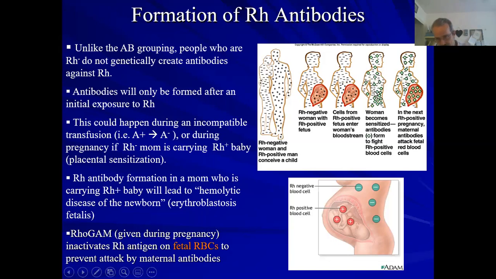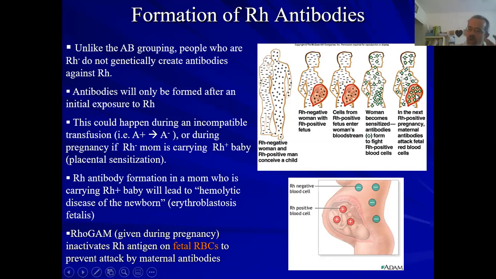But say that woman gets pregnant again and she carries a baby who's Rh positive. The antibodies that mother developed will then go through the amniotic sac into the baby and attack the fetal red blood cells.